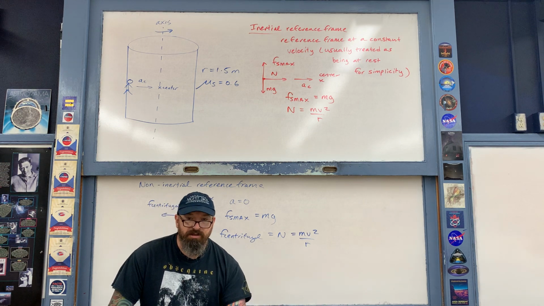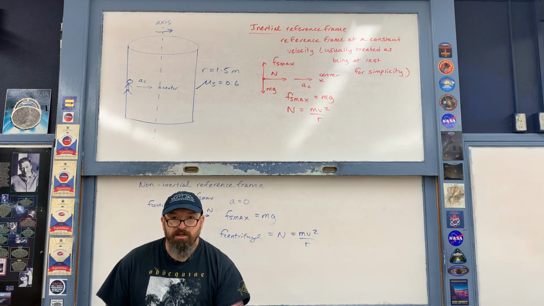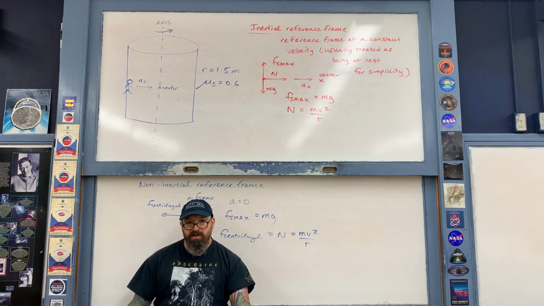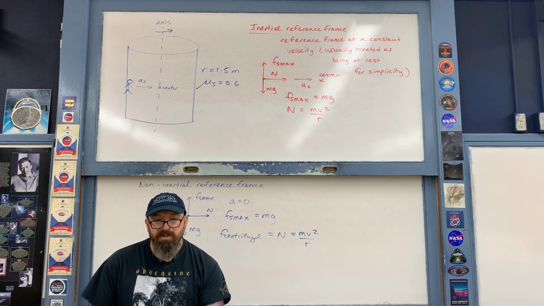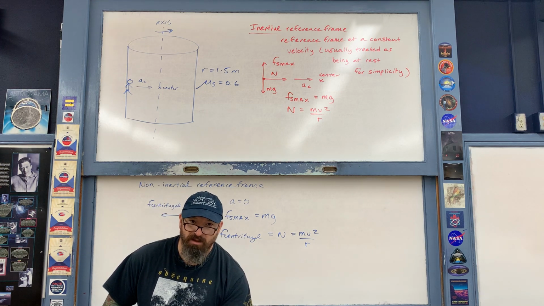This is also the case for those car scenarios from earlier. So if the car is initially at rest and then it starts to accelerate forwards, you feel the fictitious force pull you backwards. The amount of fictitious force that you feel pulling you backwards is equal to your mass multiplied by the acceleration of the car.